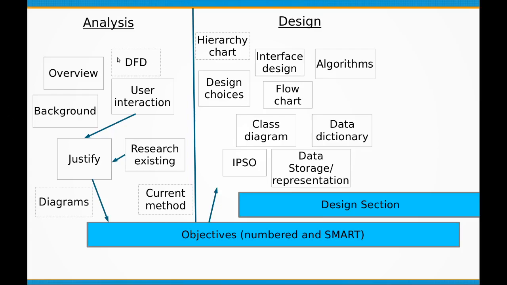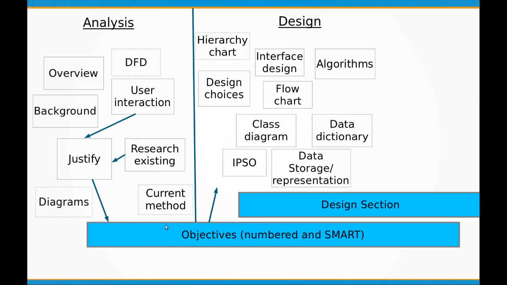A data flow diagram is usually quite useful to show how data is currently moving around the system. Kind of works with the current method a bit. And then any diagrams which help clarify what is currently going on, or what you mean, or how the problem should be solved, can be put in there as well. Notice that all of this is just culminating in your objectives. This is the key part.